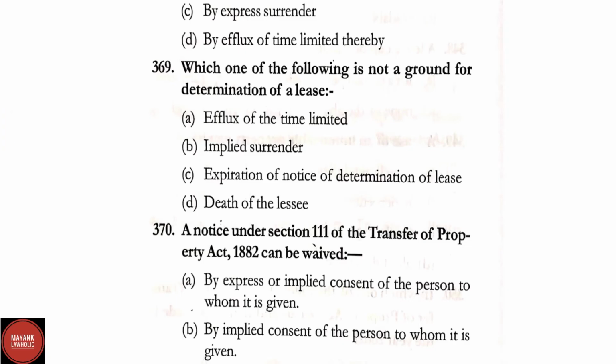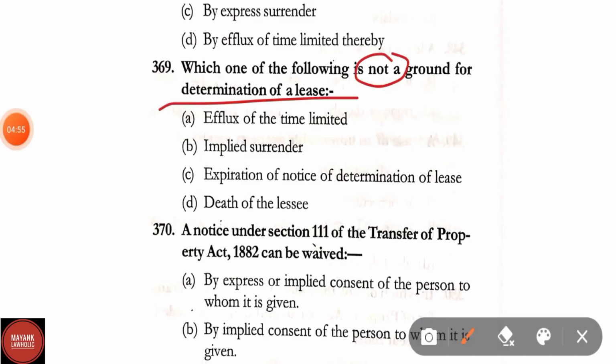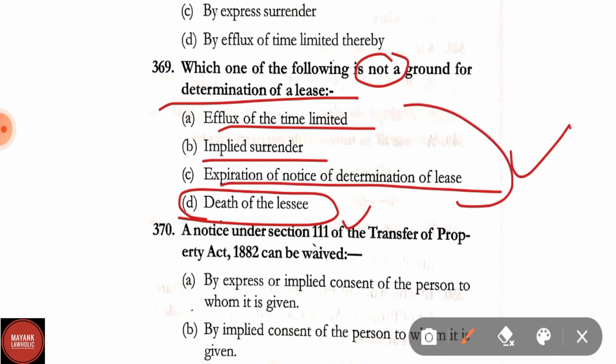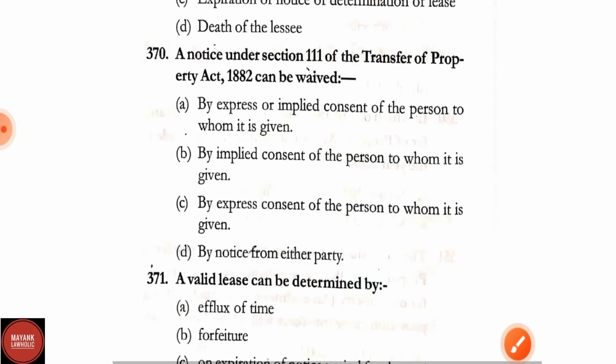Question number 369. Which one of the following is not a ground for determination of lease? Option A, efflux of the time limited, option B, implied surrender, option C, expiration of notice for determination of lease, option D, death of the lessee. Here correct answer is option D, that is death of the lessee is not a ground for the determination of lease. Efflux of time, implied surrender, and expiration of notice are the grounds for determination of a lease.